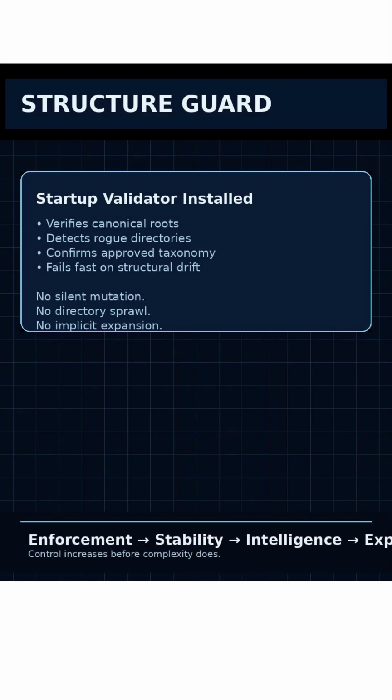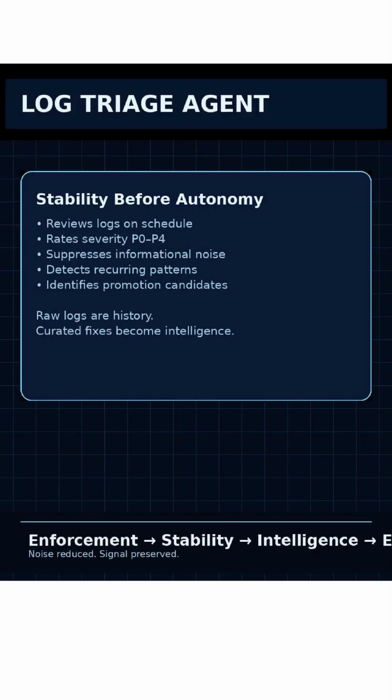The structure guard is our startup validator. It enforces rules before the system even starts. Stability comes before flexibility. Our log triage agent embodies this philosophy. Stability before autonomy, enforcement before execution. It reduces noise while preserving signal.